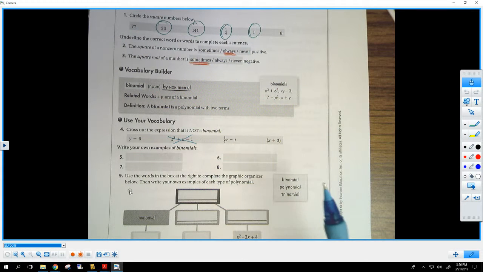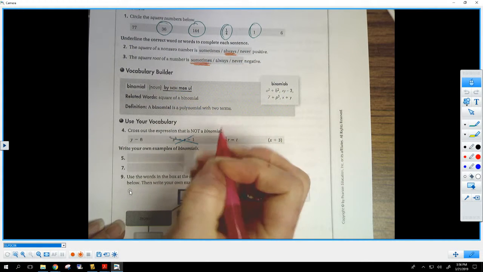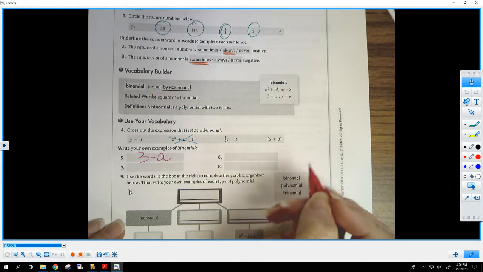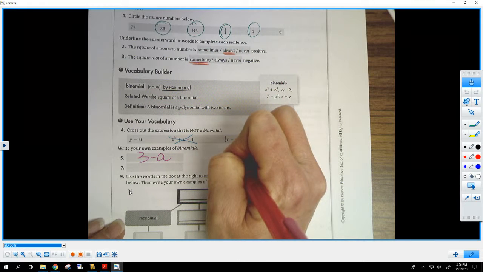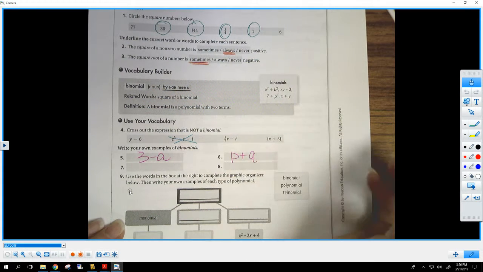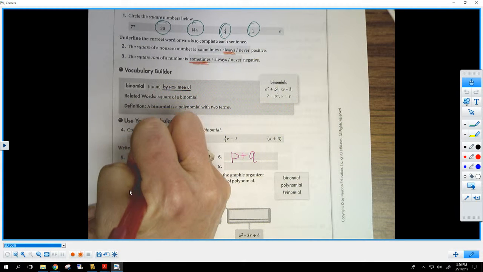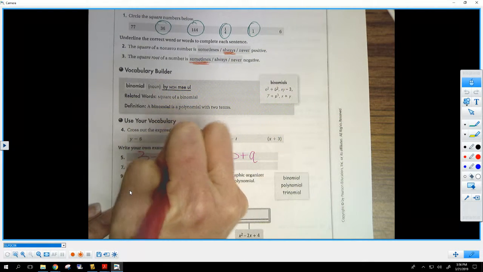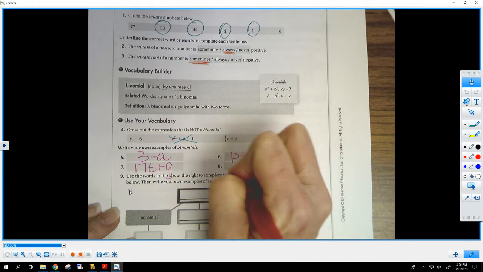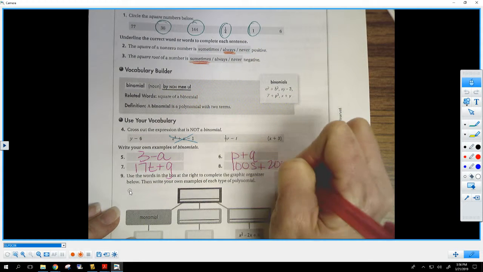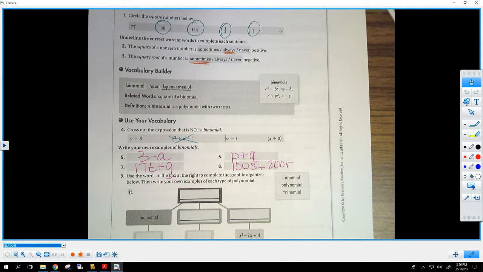So write your own examples of binomials. All right, I can do that. Binomial 3 minus a, right? That has 2 terms. P plus Q. 17t plus G. Or 100s plus 200r. All are binomials, right?